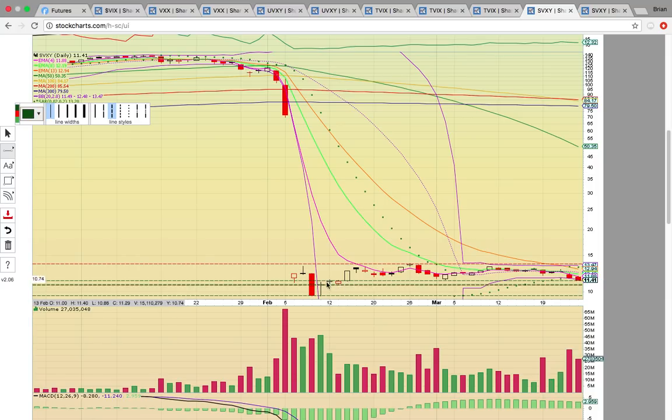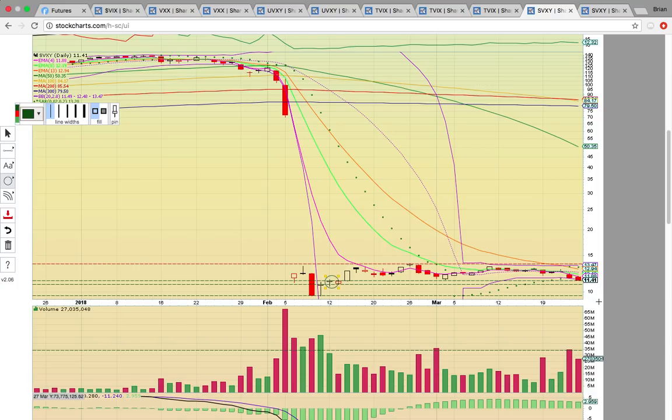It needs to hold this support level from back here on the 12th of February. That was this support level on the 12th of February around 1150. If that breaks, then you could see it drop down here below 10. That was the low close in February when volatility was really running. That's when this hit the low.